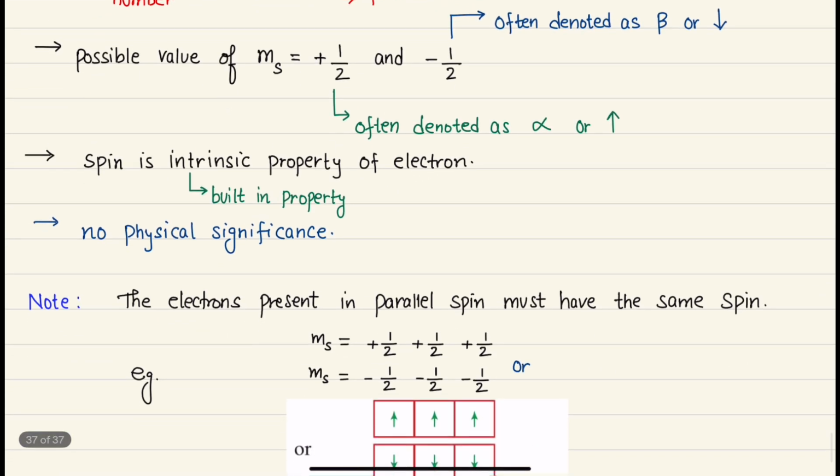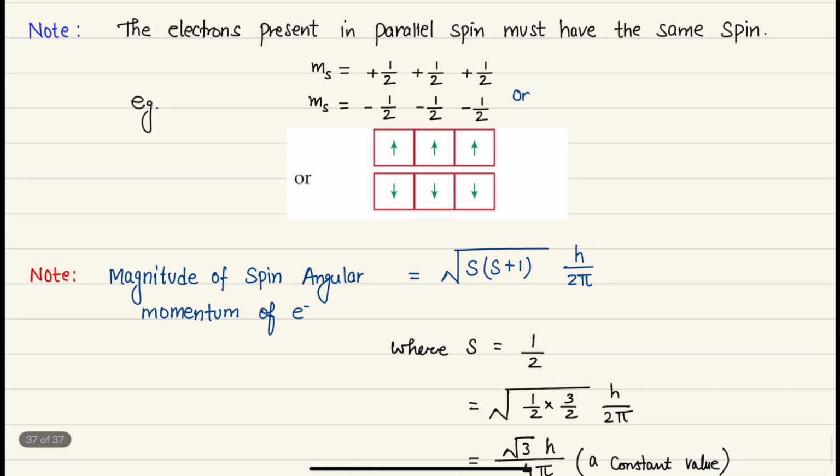And spin is the built-in property of the electron, and the spin quantum number has no physical significance, right? Okay, so this is all about the spin quantum number. I hope you understood all the concepts.